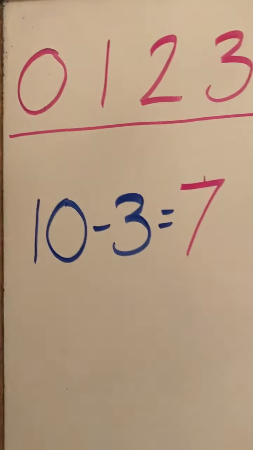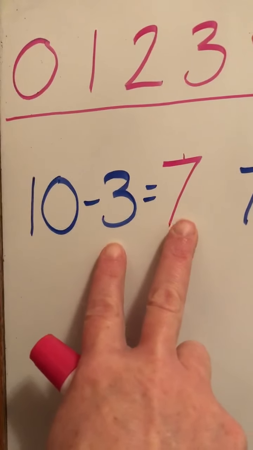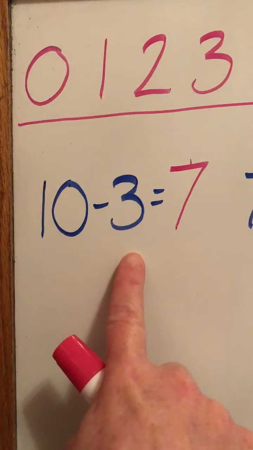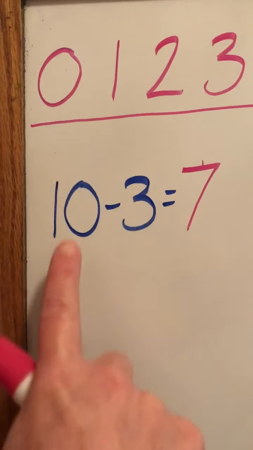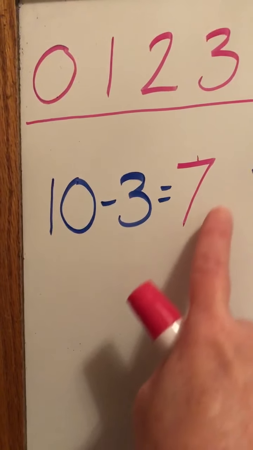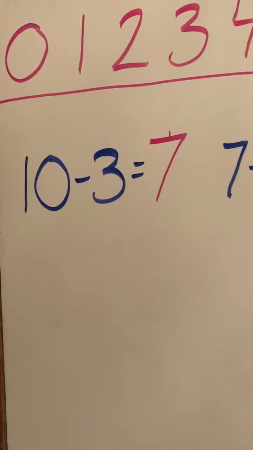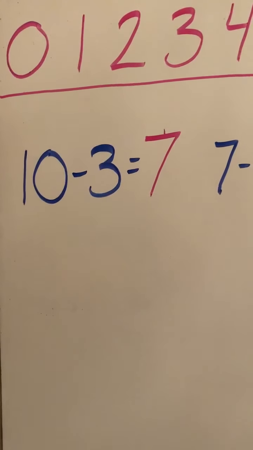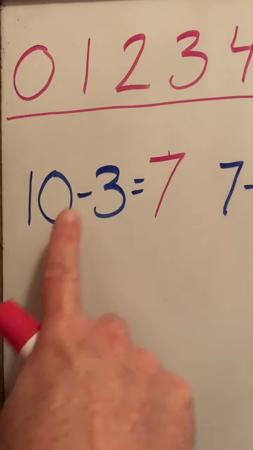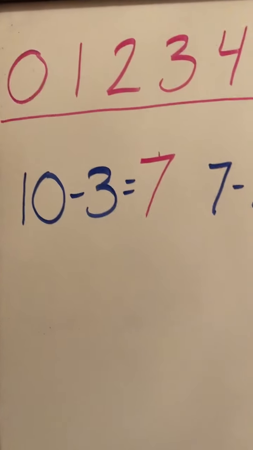So remember what we can do to check our work. We can flip it around and add these two together. What does 7 plus 3 equal? 7 plus 3 equals 10. So we know that this number is correct. What is the answer in a subtraction problem called? Do you guys remember what that word is? It is called the difference. So what is the difference between 10 and 3? It is 7. All right, so 10 minus 3 is 7.